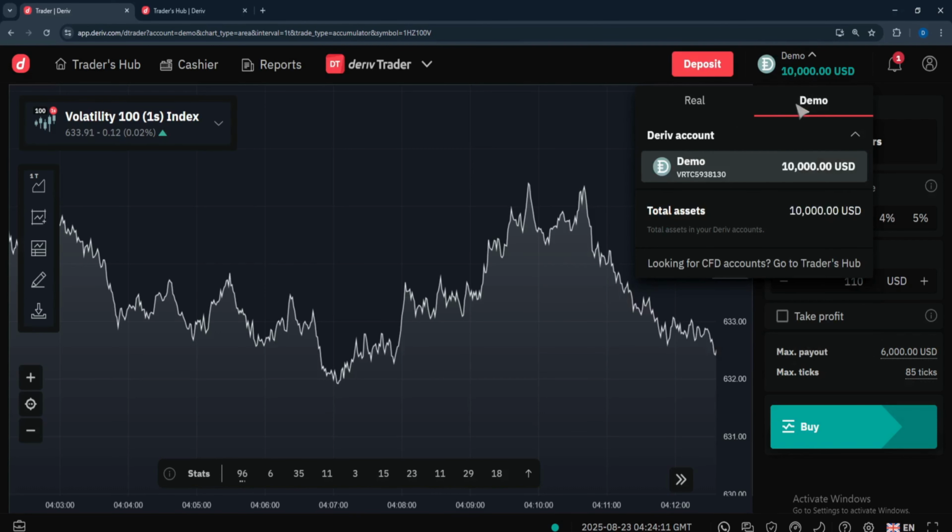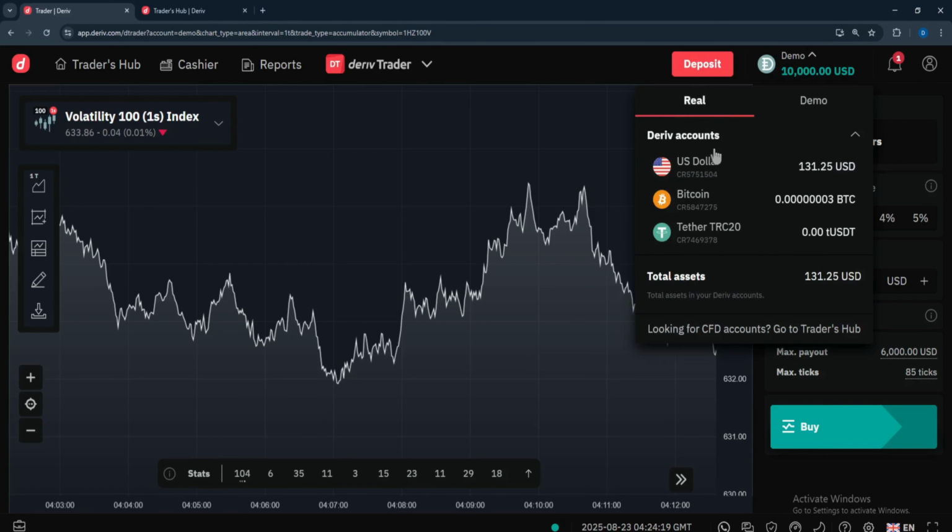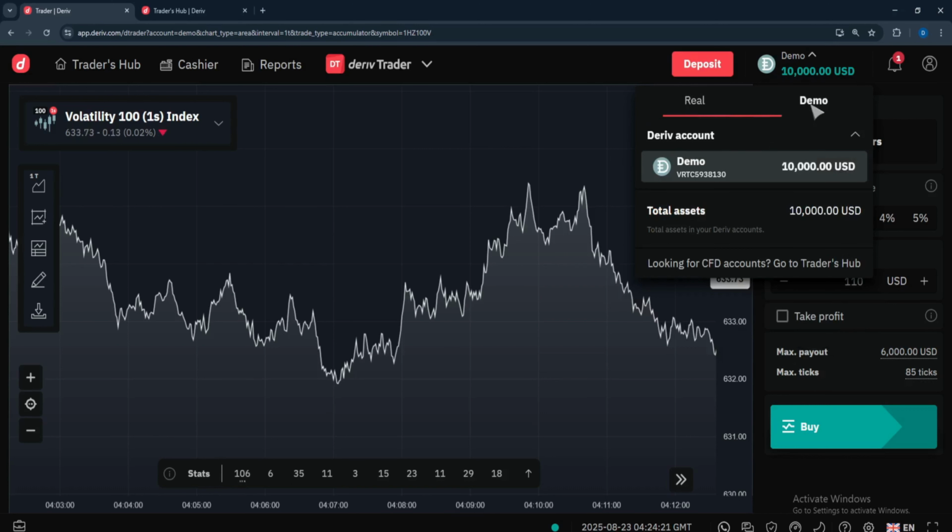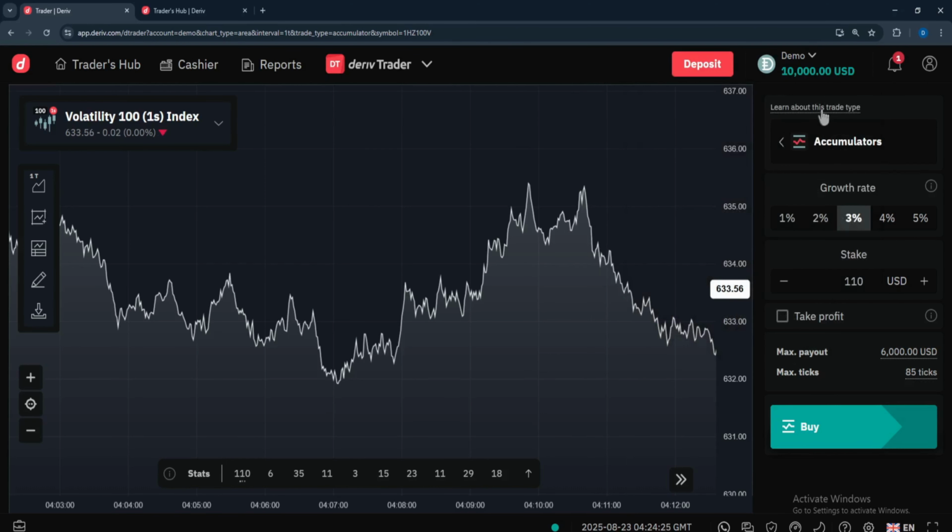Demo account is basically fake money that Deriv has given you so that you can teach yourself. But as I've said, you cannot withdraw it. Real, it is your amount. Okay, yeah, so that is the difference between demo and real. Now we have finished that part.